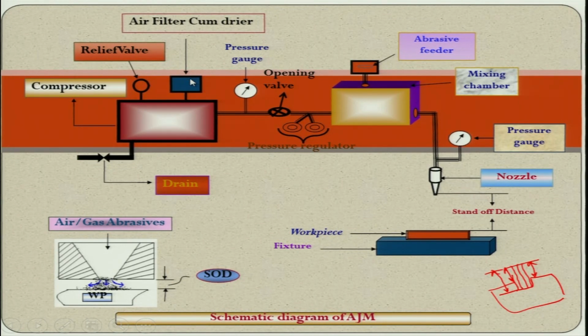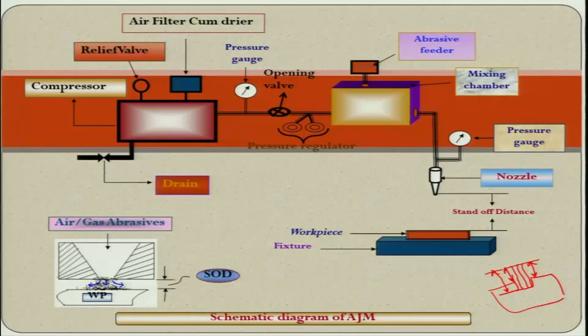You have the air filter cum dryer. Drying of the air is very important, otherwise it will not give you proper performance as you expect. So, you have the filter for cleaning the air or the gas and drying it, both functions are performed over here. Then you have the pressure gauge. So, you can see at what pressure you are having the air or the gas over here, and you can change that with the help of the compressor.